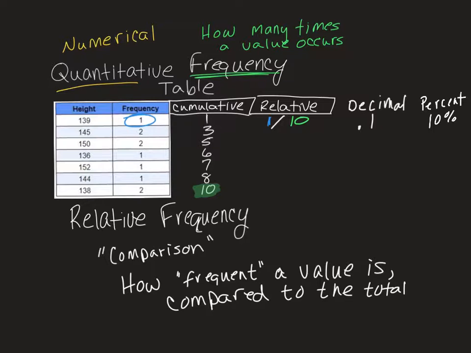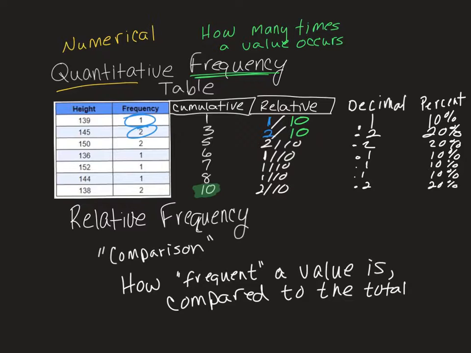If we wanted to do the relative frequency for the next number on our chart, we have 145 as our next value. The frequency at which it occurred was twice. So we're going to compare that number: 2 divided by the total, the cumulative frequency, how many numbers are in the whole table, gives you a decimal of 0.2, which is 20%. I'm going to pause the video for a second and just fill this in.